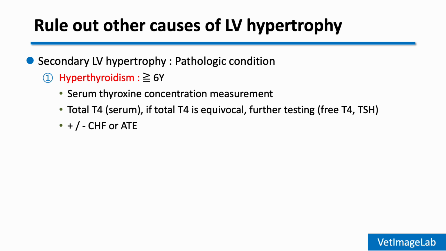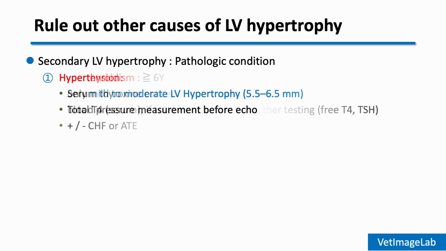The most important condition to consider is hyperthyroidism, especially in cats older than 6 years. Elevated thyroxine levels can lead to increased cardiac workload and concentric hypertrophy. So, always measure serum total T4. If the result is equivocal, follow up with free T4 or TSH testing. Another common cause is systemic hypertension.